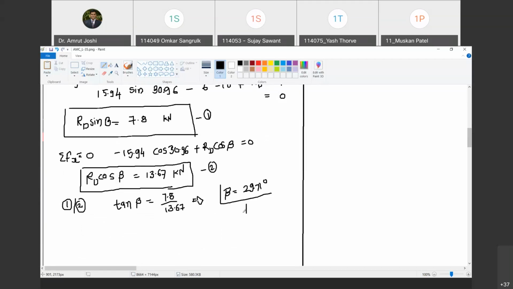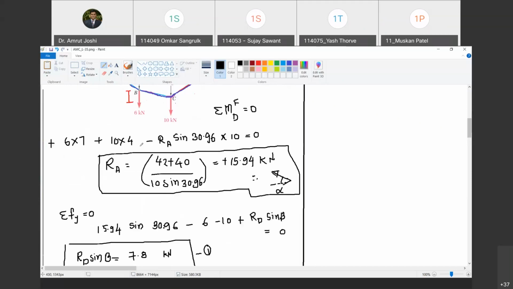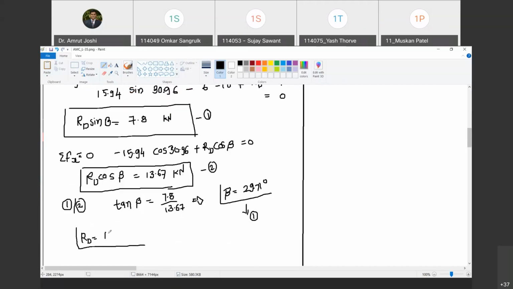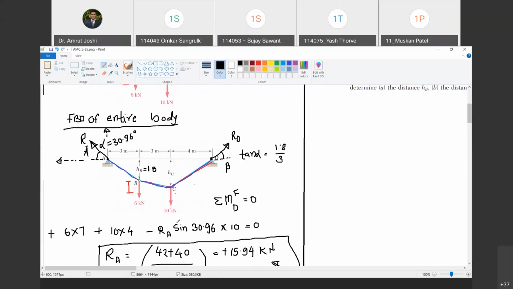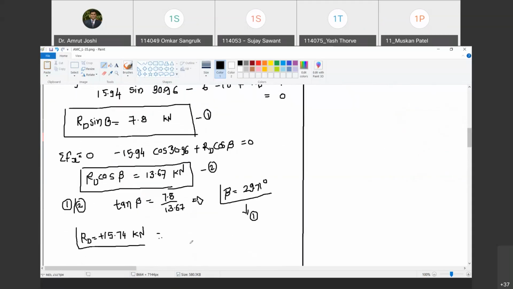And now if I substitute this value here, what do I get as RD? Means substitute this in equation number 1. That gives me RD equal to, tell me. 15.74 kilonewton. Happy? Yes. And it has turned out to be positive. Therefore, the originally assumed sense of RD is correct. So RD is inclined at an angle beta with horizontal in this fashion.